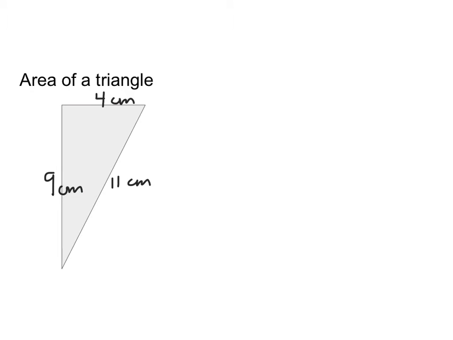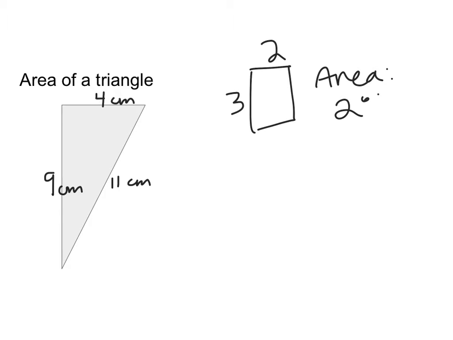Now let's talk about area. So area is always that space inside of a shape. And the way that we find it is different for different objects. So let's remember that if we were doing a rectangle, like for example, a 2 by 3 rectangle, you would find the area by saying 2 times 3 equals 6.